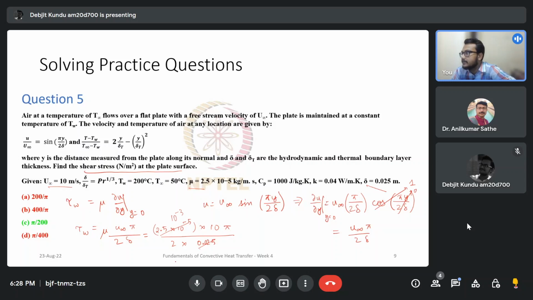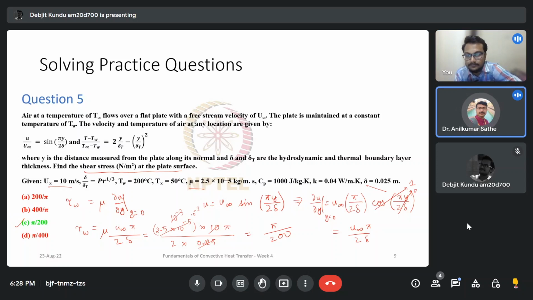There is a 10 here and a 2 at bottom. So if we multiply these two, it becomes 10 to the power minus 2. And if we simply bring it down to the numerator, it becomes 1 by 100. And there is a 2 here. So this would boil down to pi by 200, which is the correct answer. Option C.